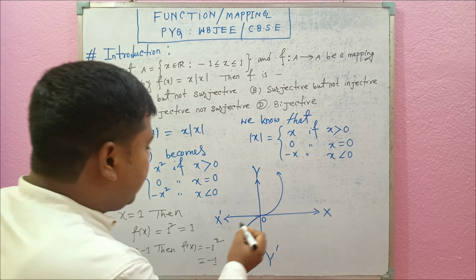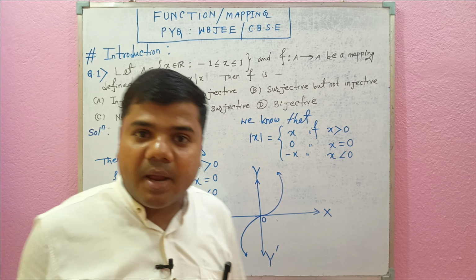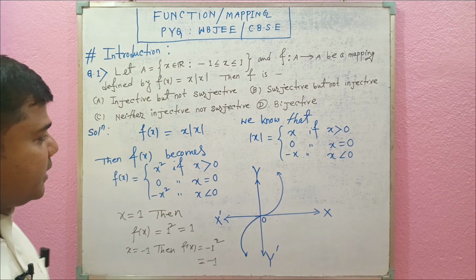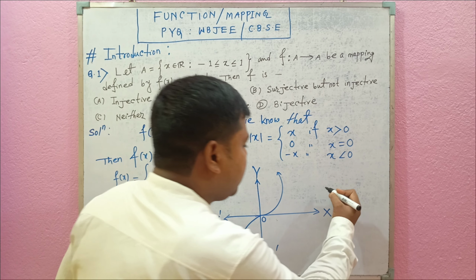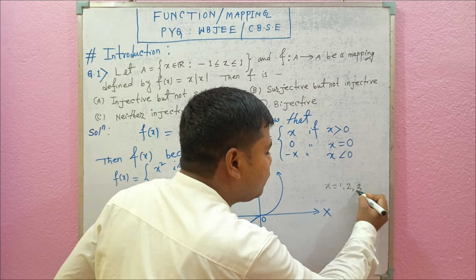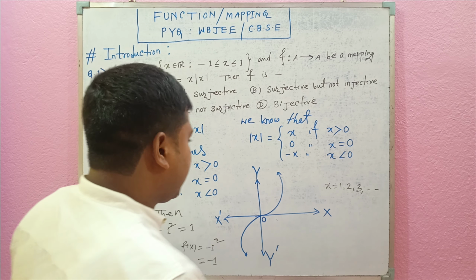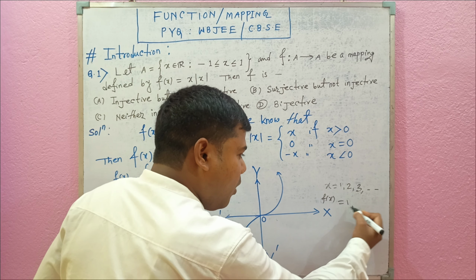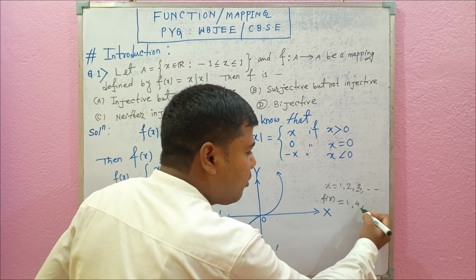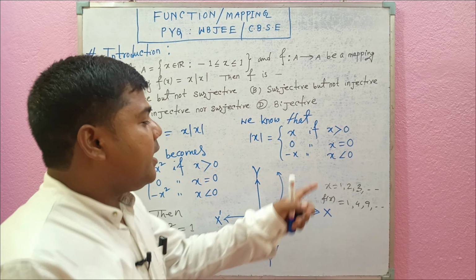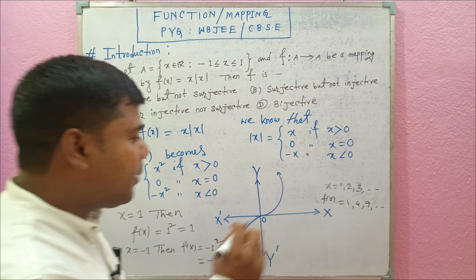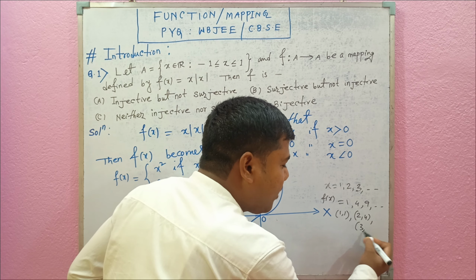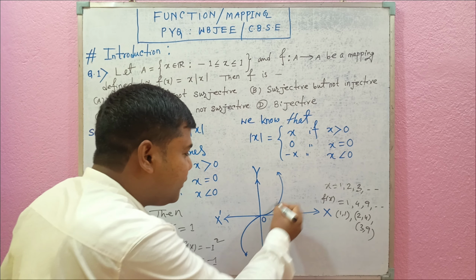The graph of the function is this. A question may come to our mind, how was the graph drawn? This is very simple. If we put x is equal to 1, 2, 3, etc., then the output is f of x is equal to 1 square, 2 square, 3 square, that is 1, 4, 9, etc. And if we plot the points 1, 1, 2, 4, 3, 9 in the graph, then we have this.